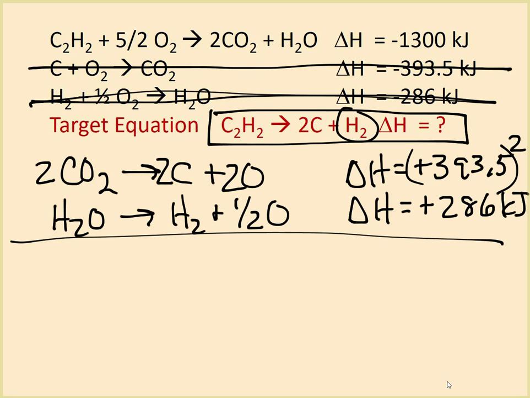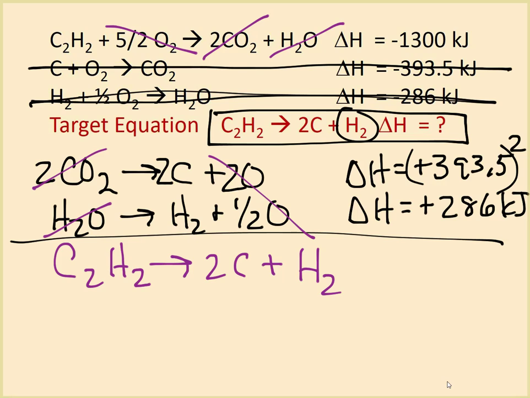Let's go ahead and add these. Let's see if I can cancel anything out before I bring it down. I see that there's a 2 CO2 on each side, so I can cancel that out. Oh, there's a water. And there's a whole bunch of oxygens. So I have 5 halves oxygen, so that is 2.5. So that is both those oxygens. So let's bring everything down and hope it's our target equation. And that's all that's left. Everything else canceled out. So that means I can add all of these, and I should get my answer.